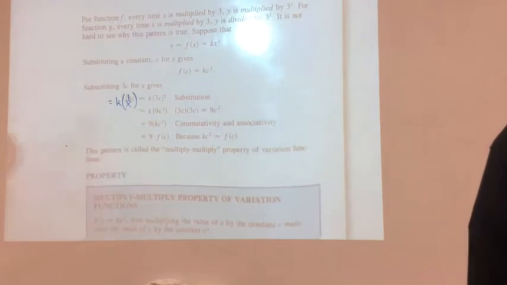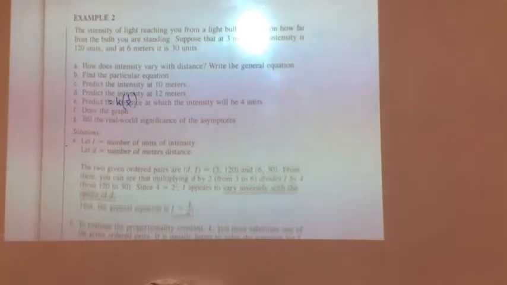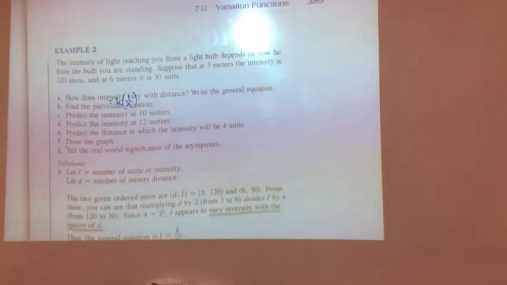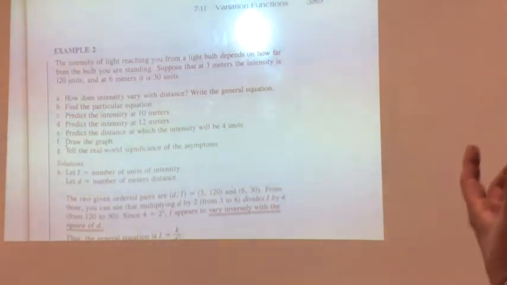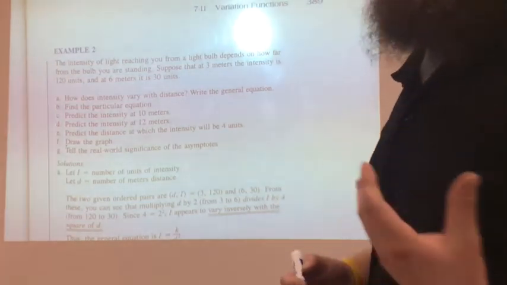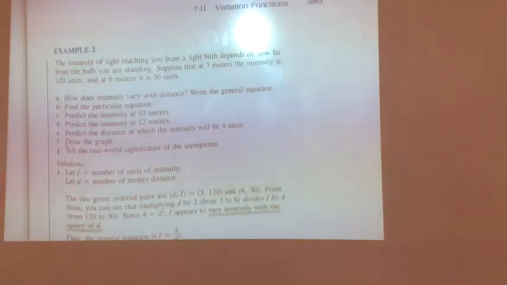Both problems are from the book. The first one I want to look at is the intensity of light reaching you from a light bulb depends on how far you are standing. The best thing to do is to come through and try and really get all the information that you can. So I like to try and underline or highlight. I know you're not supposed to be writing in the books, but a lot of people already have, so I don't know. Just don't do it when I'm looking, I guess.